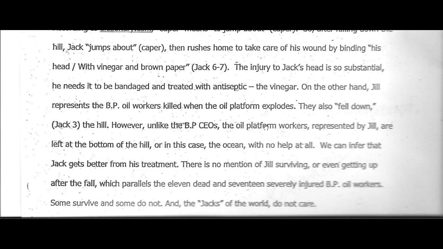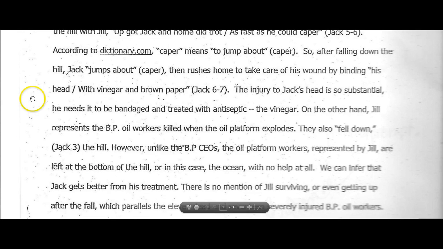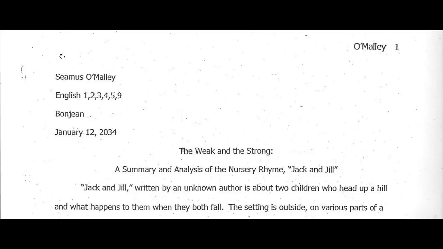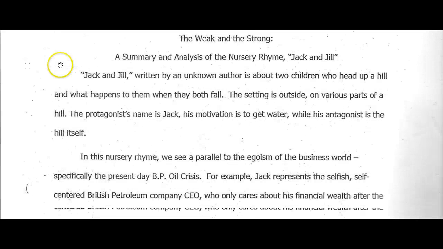Jack represents the selfish CEOs, who are left at the bottom of the hill, or in this case, the ocean, with no help at all. We can infer that Jack gets better from his treatment. There is no mention of Jill surviving or even getting up after the fall, which parallels the 11 dead and 17 severely injured BP oil workers. Some survive and some do not, and the Jacks of the world do not care. This is a parallel analysis, and it's 1 page long. It doesn't have to go 2 pages.